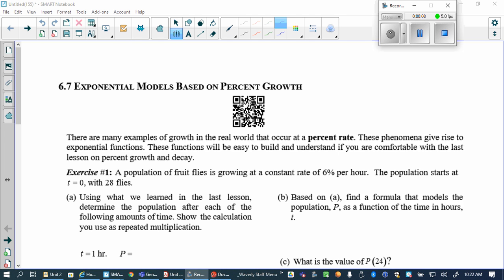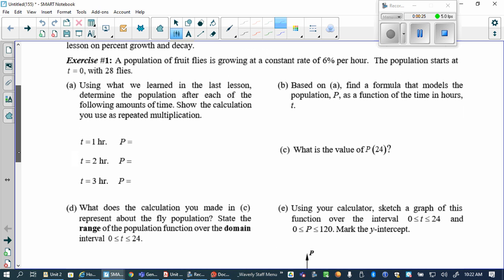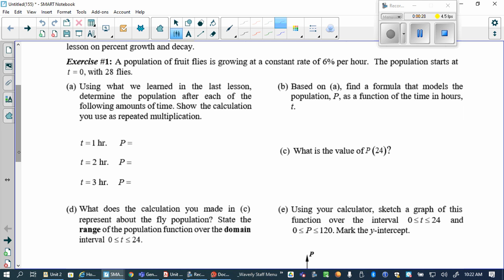So now we're going to look at exponential modeling of this, right? It's going to be a lot like what we just did, only it's going to be happening repeated times, and that's handled by putting a variable up in the exponent. So here's an example. Population of fruit flies growing at a constant rate. What percent? 6%. How often? Every hour. What's the starting population of flies? At time 0 hours, we have a starting population of 28 flies, okay?